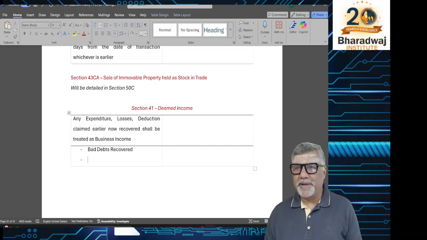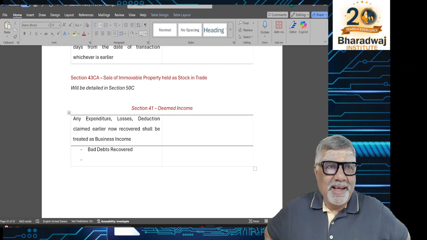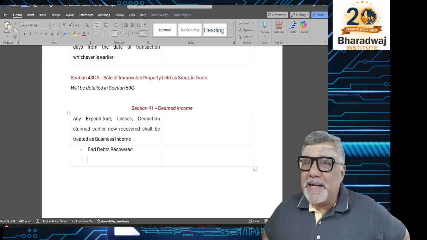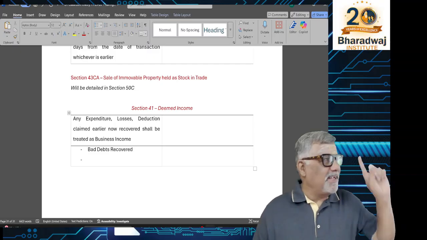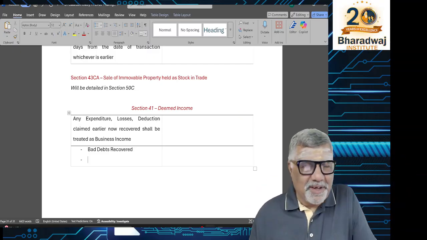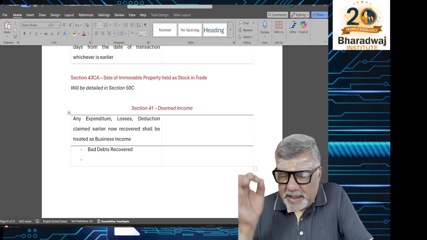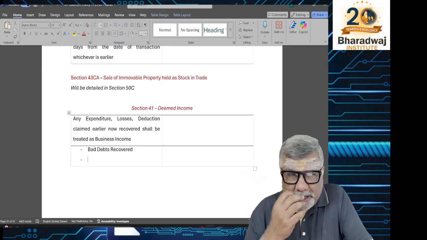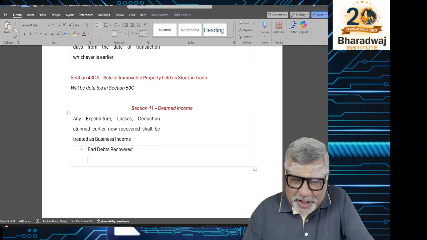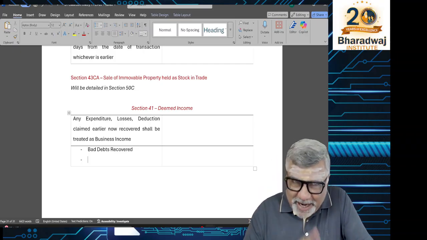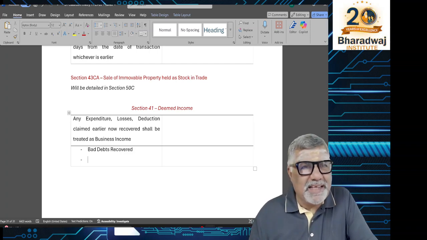Now I will take you to some of the things. Sale value of asset purchased for scientific research. When I purchased it, I claimed it as an expenditure. Remember, I purchased the asset for scientific research for 5 lakhs. Entire 5 lakhs was allowed in-house research. Now, if you sell it for 4 lakhs, the entire 4 lakhs is any deduction claimed earlier, now recovered, will be treated as income.